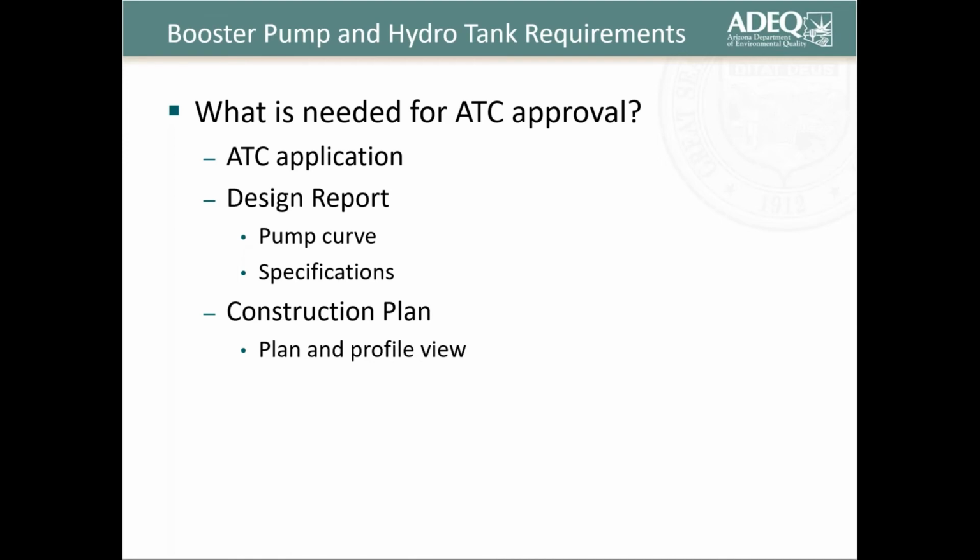And then the specifications of the pump. The reason why we ask for these specifications is because we include it in the ATC description when we issue the permit, making sure that it is there and that we know what kind of components are used. And then the construction plan, again, the plan and profile view is important to make sure that you're meeting the requirements. And then some common deficiencies are the incorrect payment for the fee.